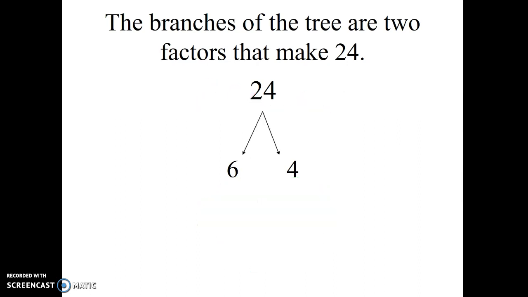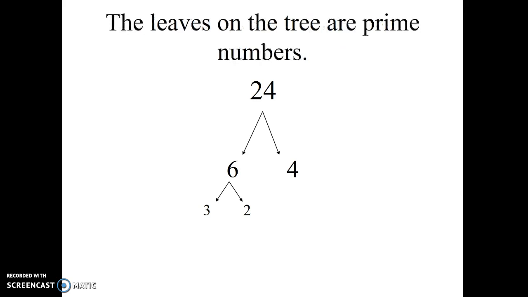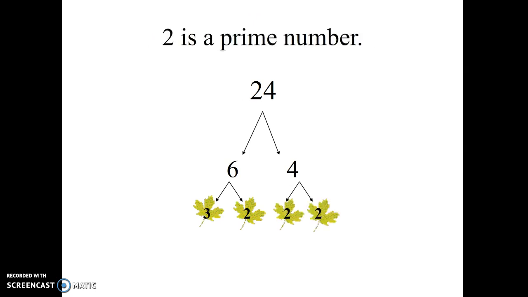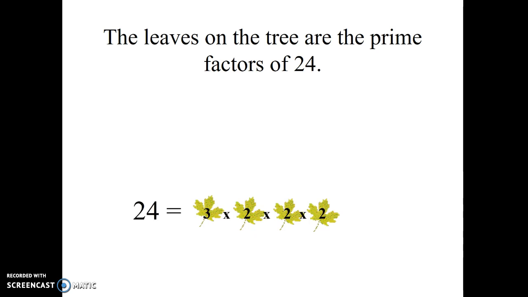Now 6 and 4 are both composite, so I can break those down. 6 can be broken down into 3 times 2, and those would be the leaves of the tree. And 4 can be broken down into 2 times 2, and those are prime. So those are the leaves of the tree. So the leaves on the tree are the prime factors of 24. And so we have 3, 2, 2, 2. So 3 times 2 times 2 times 2, that's the prime factorization of 24.